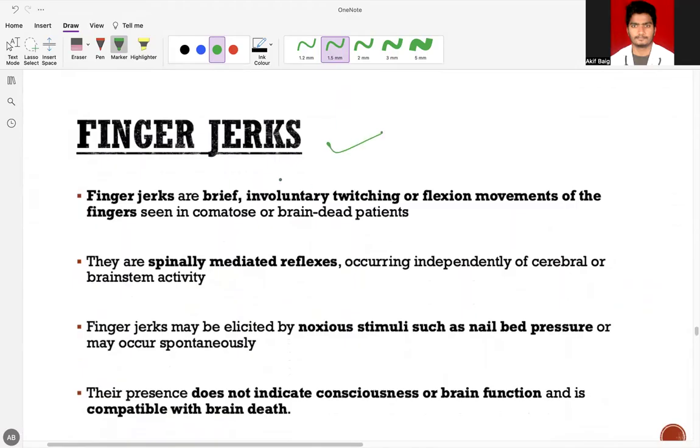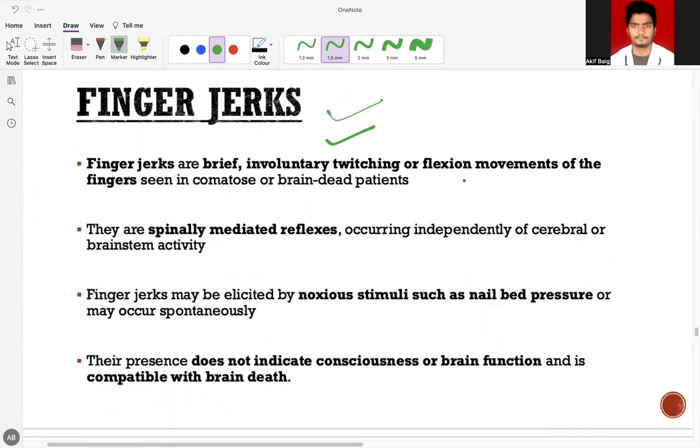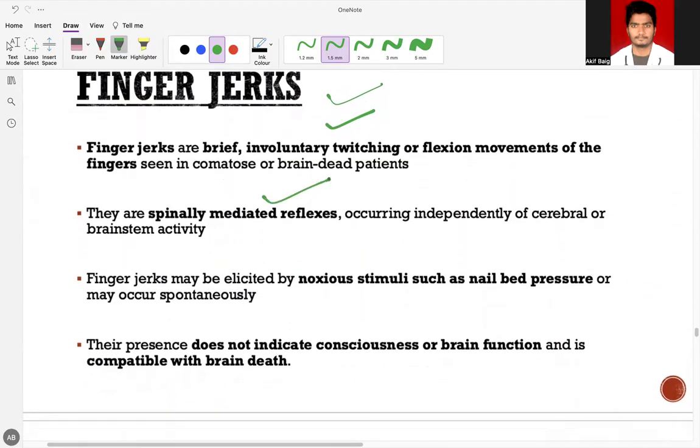And finger jerks is the last thing. Some patients have brief involuntary twitching or flexion movements of the fingers, which is seen in comatose or brain dead patients. They are spinally mediated reflexes, and can be elicited by noxious stimuli such as nail bed pressure.